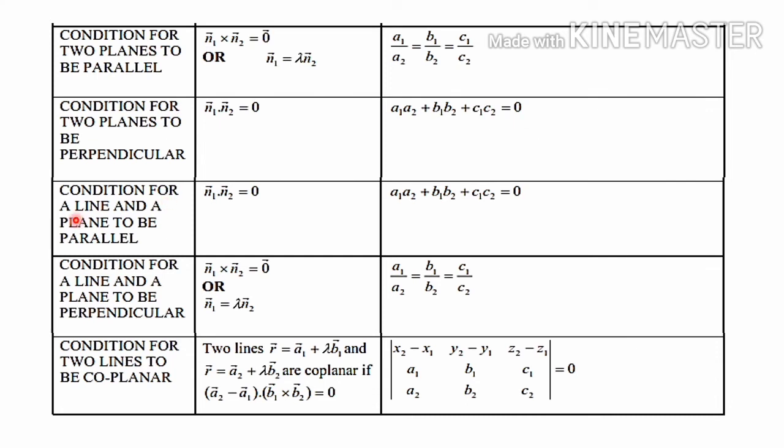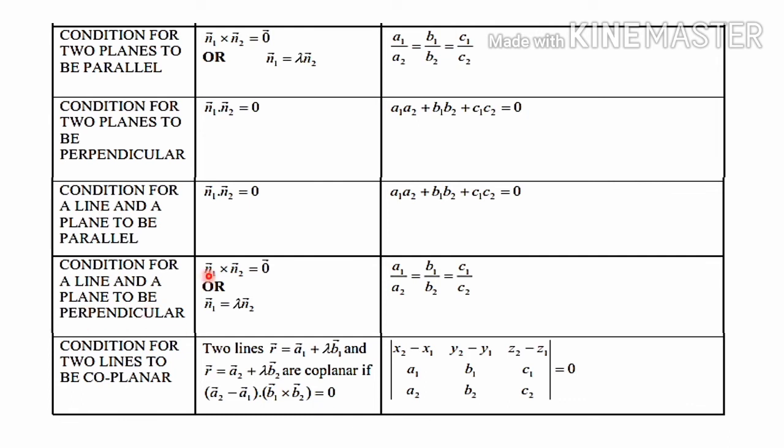Next condition for a line and a plane to be parallel. Vector n1 dot vector n2 is equal to 0. And a1 a2 plus b1 b2 plus c1 c2 is equal to 0. This is for Cartesian form. And here these two conditions are same. Condition for two planes to be perpendicular and a condition for a line and a plane to be parallel. Both are same condition.